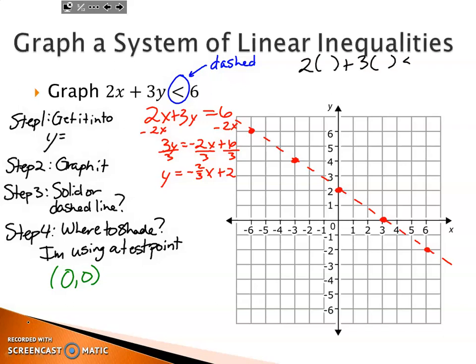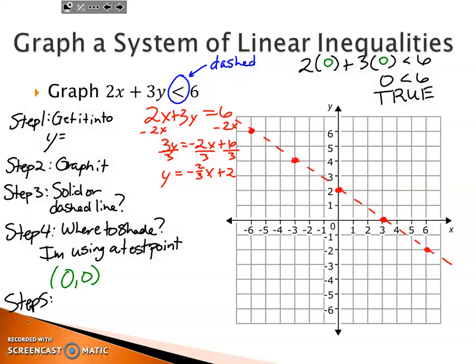And when I do that, I'm going to plug that back into my original equation up here. So 2 times 0 plus 3 times 0 less than 6. That gives me 0 less than 6. Is 0 less than 6? Yes, it is. So since 0 is less than 6, we're asking ourselves where to shade.